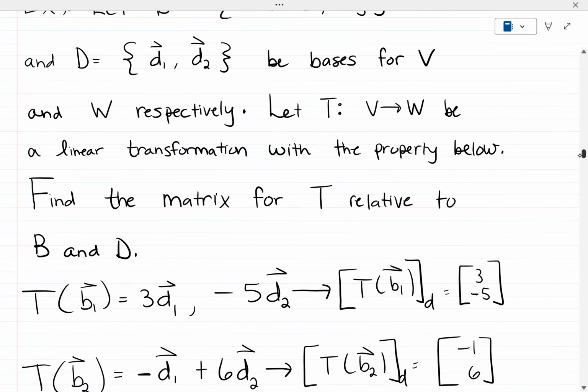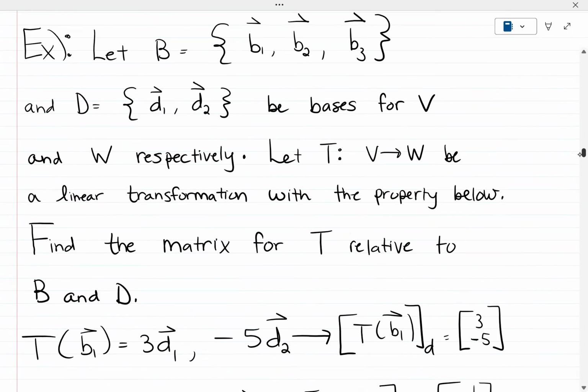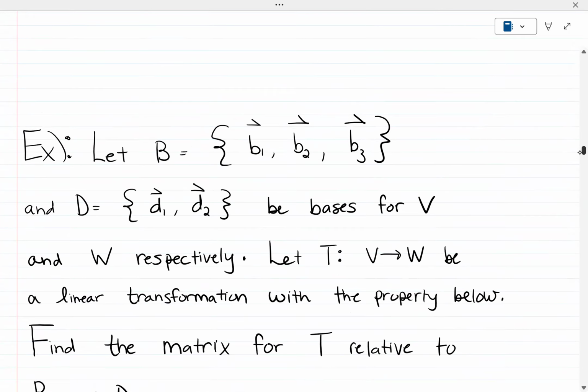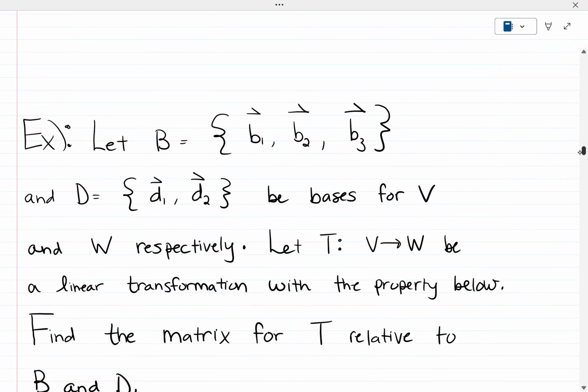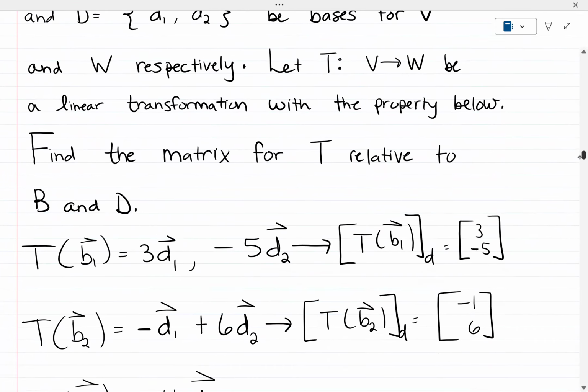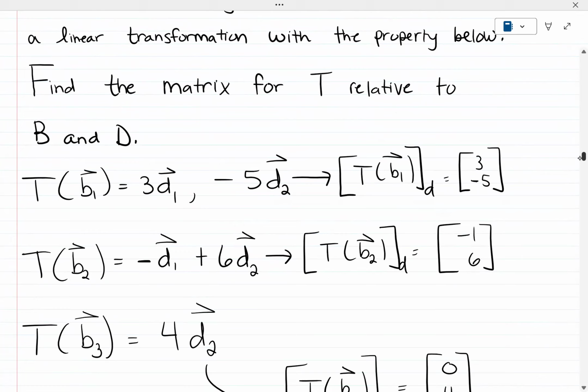So I kind of did this one already. Let me read the problem again. Let B equals B1, B2, B3, and D equals D1, D2 be bases for V and W respectively. Let T from V to W be a linear transformation with the property below. Find the matrix for T relative to B and D. So T of B1 equals 3D1 minus 5D2.